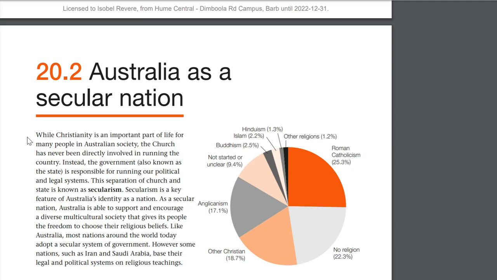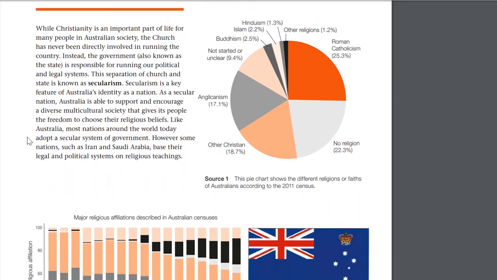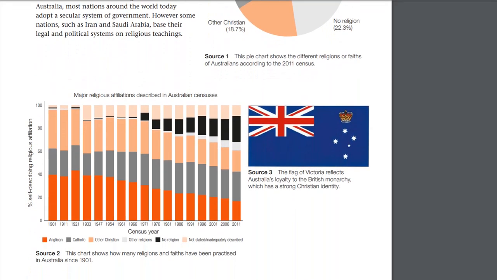So secular, all that means is that religion, or the church, is separated from our government and our legal system. And the government is also known as the state. So it's a separation of church, which is religion, and the state, which is the government. Okay, so we've got some other sources down here. Source 2. Now this is another chart, another way of showing information about data from the census.